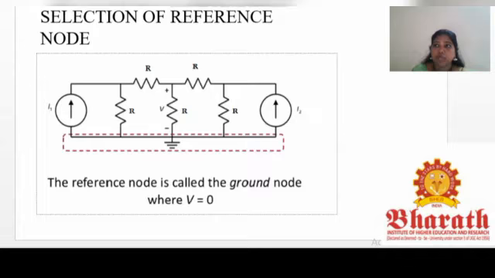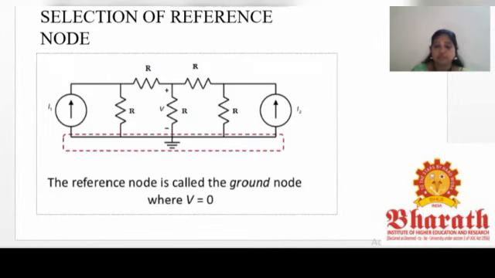The closed loop should have one forward path and one return path. So this upper part will be the forward path for the current, and this lower part will be the return path to the starting point. Across this return path we are going to select the ground node. This reference node is called the ground node, and the voltage across it will always be 0.